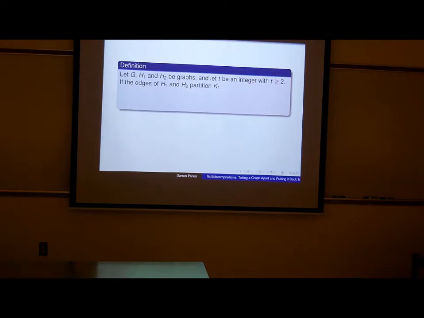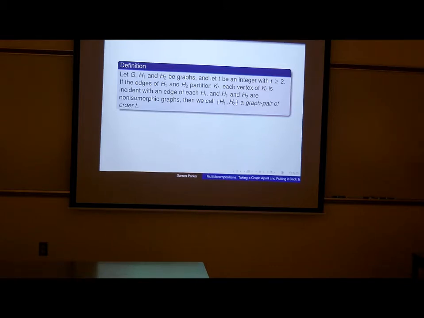Alright, so the terminology that we use is if G, H1, and H2 are graphs, and if T is greater than or equal to 2, we call H1 and H2 partition KT, if each vertex of KT is incident with some edge of each Hi, and finally if H1 and H2 are non-isomorphic graphs, in other words they're different, then we call H1 and H2 a graph pair of order T.